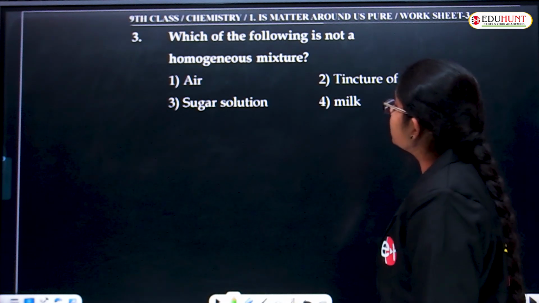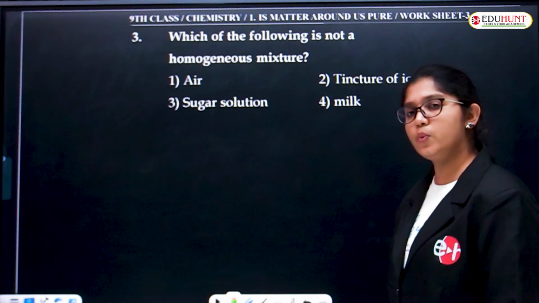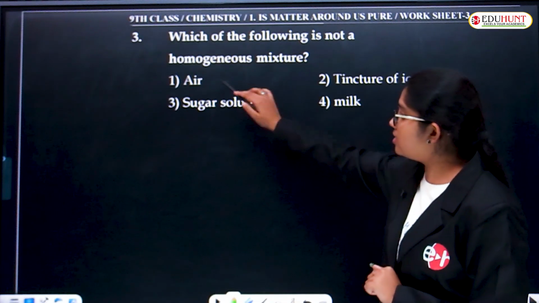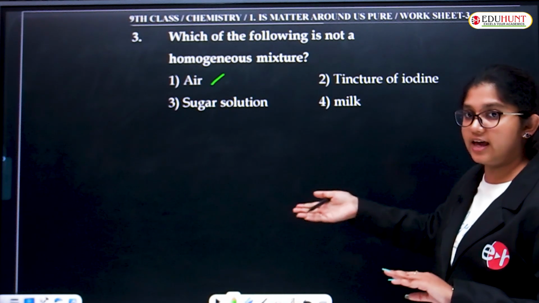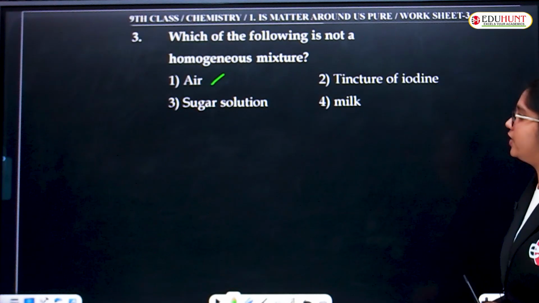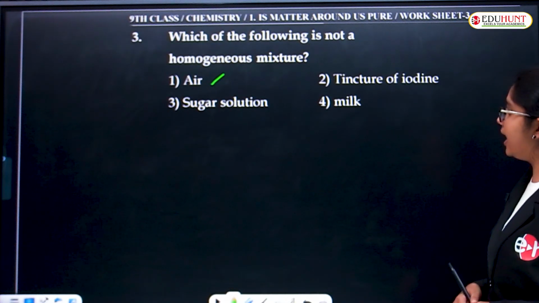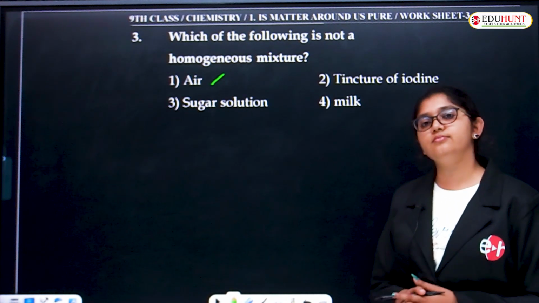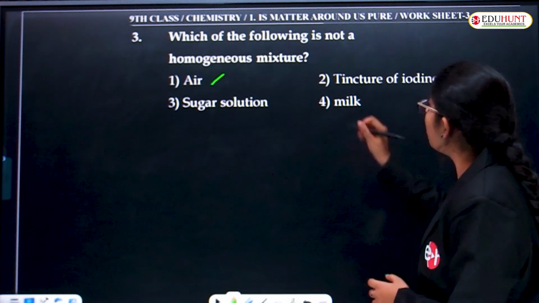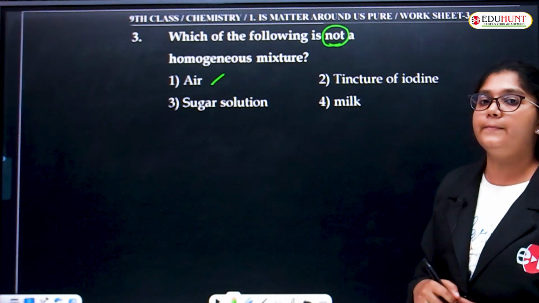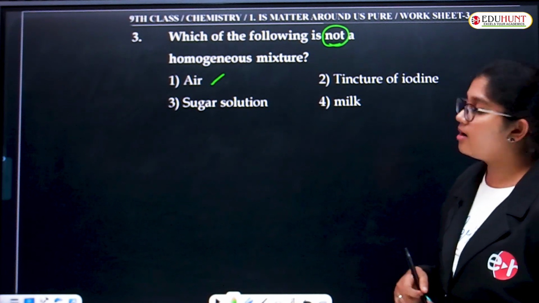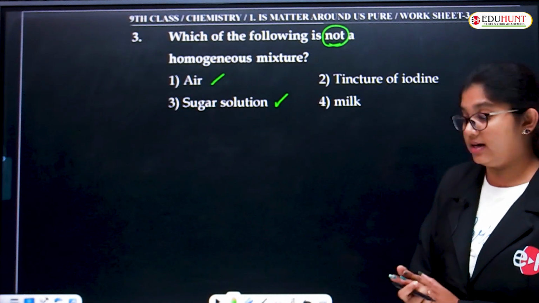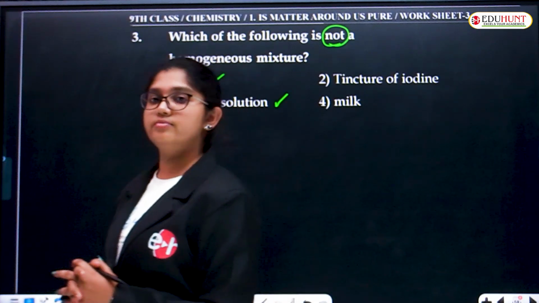Next question, question number 3. Which of the following is not a homogeneous mixture? Just go with that particular thing, children. Which is not a homogeneous mixture? Air. Air is a homogeneous mixture, right? It is a mixture of all the gases together. Now, tincture of iodine, sugar solution and milk. Now tell me, what is not a homogeneous mixture? Sugar solution is a homogeneous mixture. If you add sugar and water, it will dissolve completely.